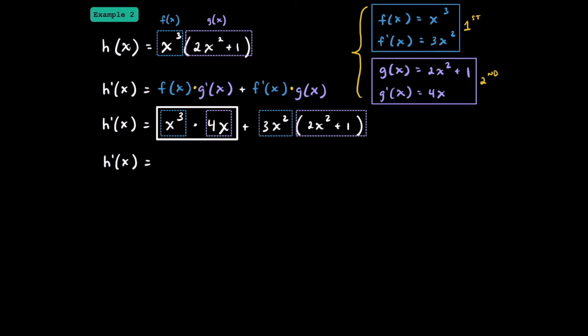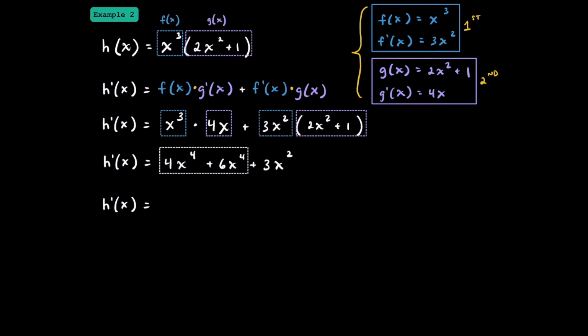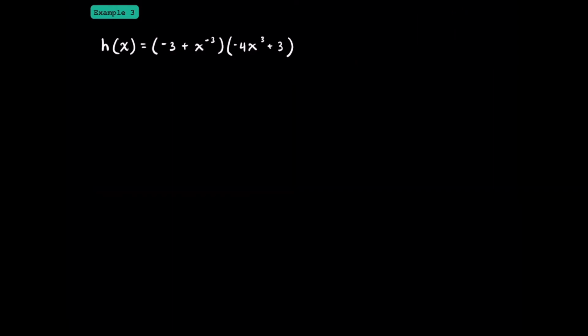Multiplying x cubed and 4x together, we're going to get 4x to the 4th power. And from distributing this 3x squared, we're going to get positive 6x to the fourth power plus 3x to the second power. Combining like terms, we can say h prime of x, or our derivative of h of x, is going to be 10x to the fourth power plus 3x squared. This is our answer. Let's try number 3 here.